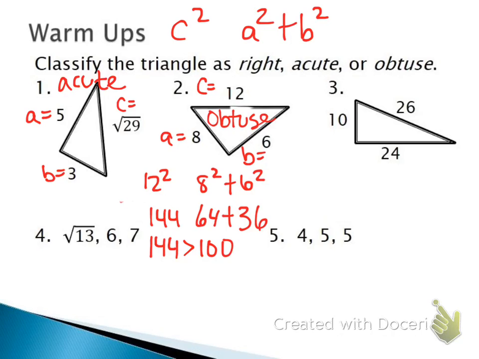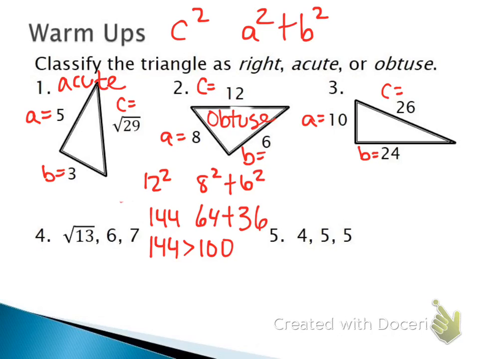All right, let's do the third one. I think we'll probably skip the last two for today. Seems like those of us who are wanting to participate know what we're doing. Which side has to be C? The 26. A and B are the other two sides.